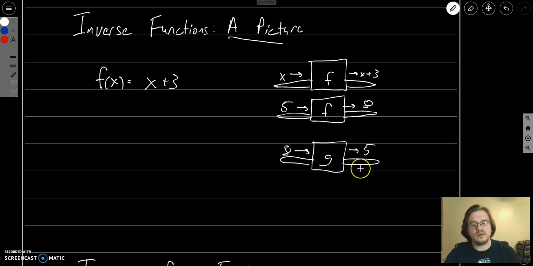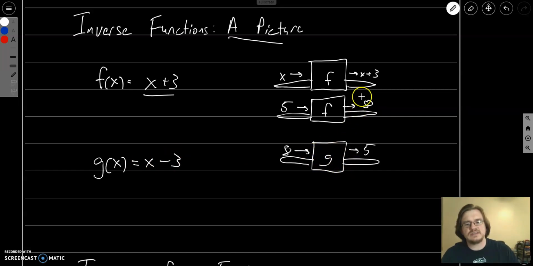And one such function that when you plug in an 8, you'll get a 5, is if we subtract 3. And when we think about our original function and what this function looks like, this makes sense. If f adds 3 to its input, if we want to go backwards, we might just subtract 3 to get back to where we started from. So let's define g as this function x minus 3.